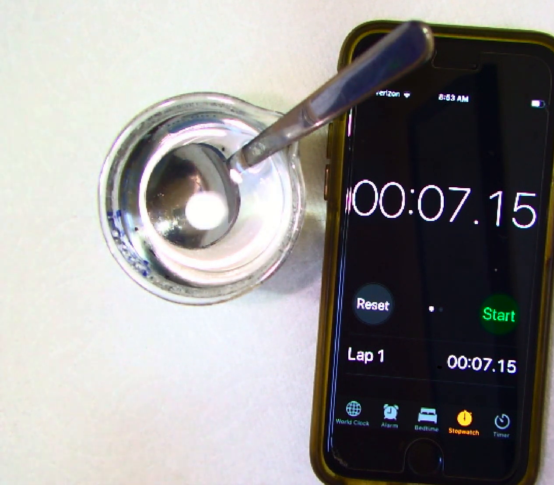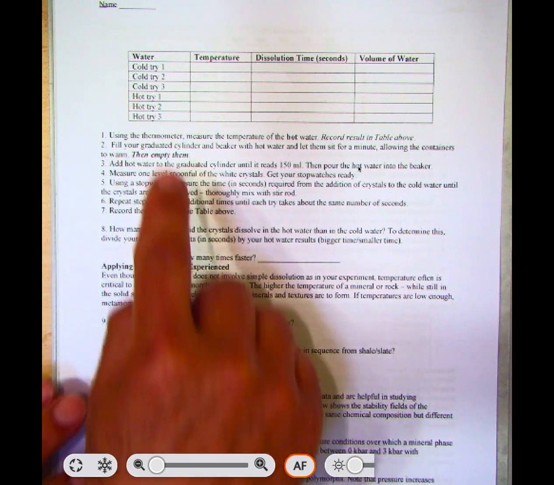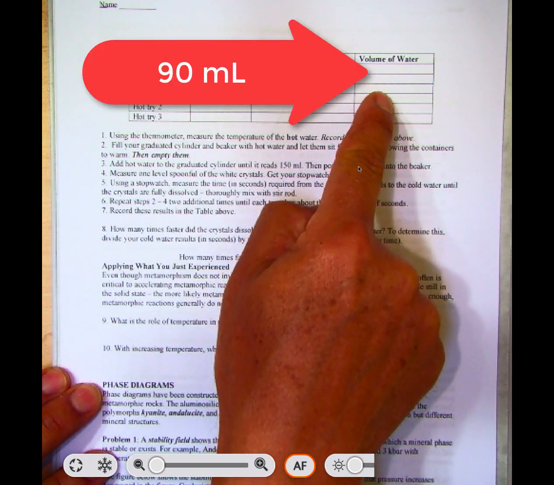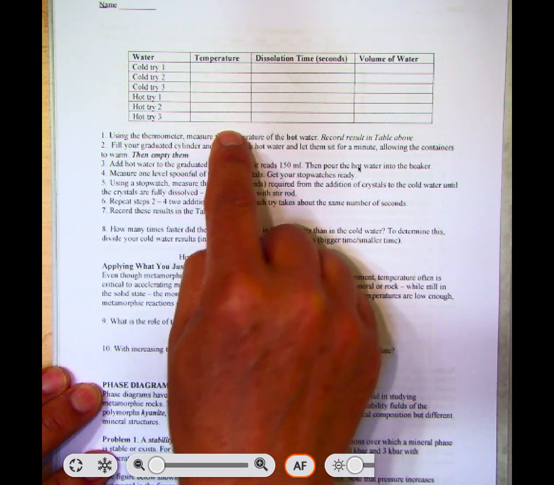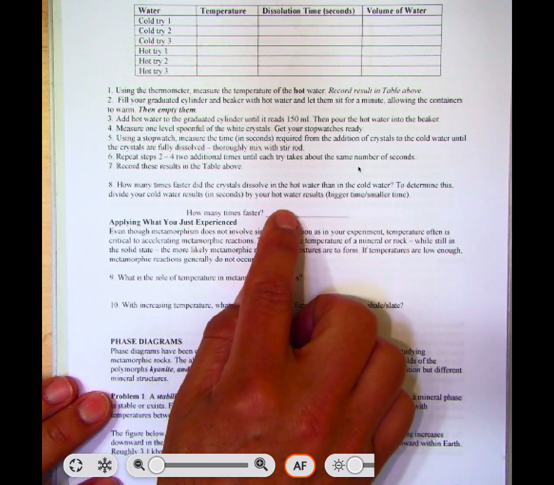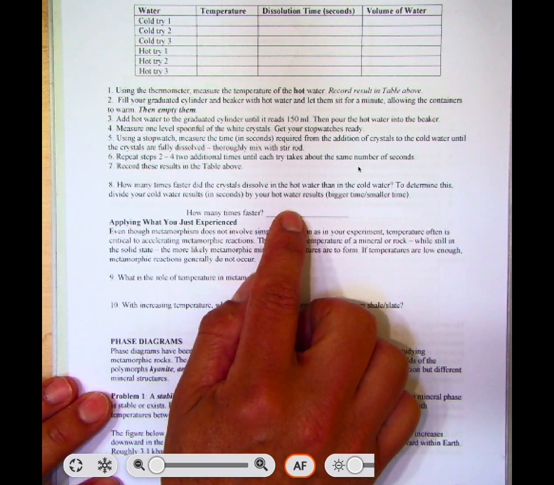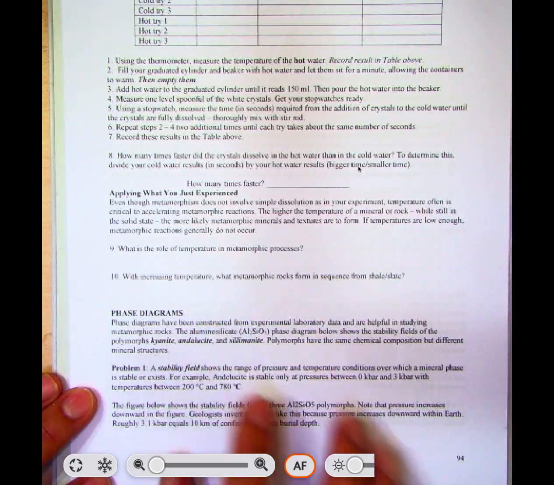There's our experiment. So now your job is to complete this data table on page 94. Remember, we're using about 90 milliliters. But you want to record the times here and the different temperatures we had here. Then you can answer these questions here. And then you can do the calculations for the rate of cooling in terms of the hot water being faster. And then you can answer the questions in terms of rate of processes for metamorphic rocks.